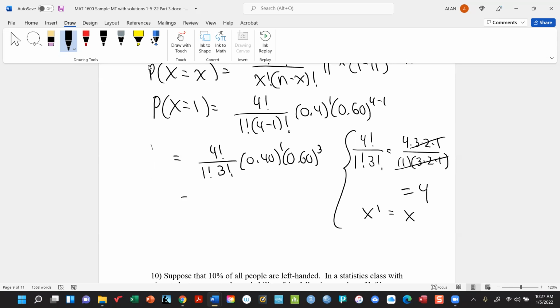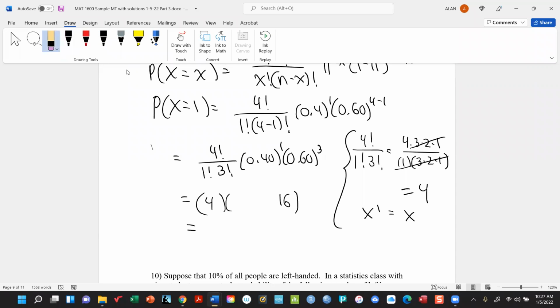So what you've got here is 4 times 1, and 0.6 raised to the third power is 0.216. All right, so you multiply these out. Oh, I'm sorry, I made a completely stupid mistake here. This is not 1, it's 0.4. Watch right here. What did I do?